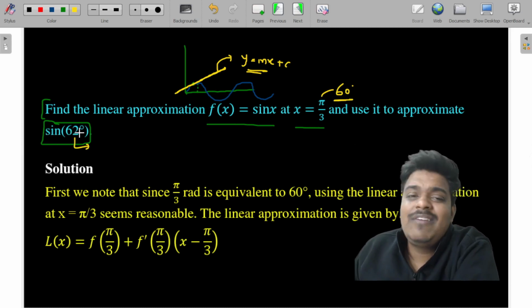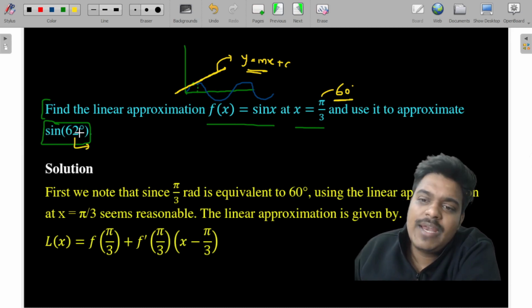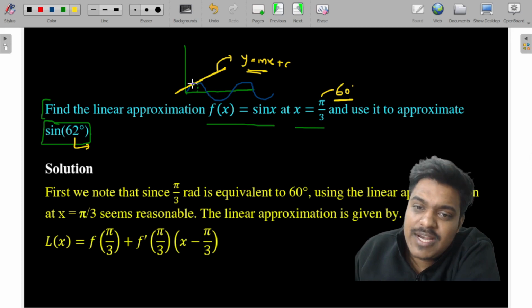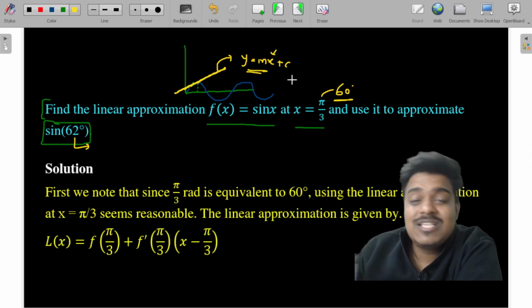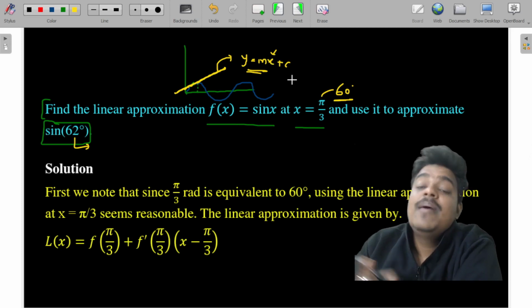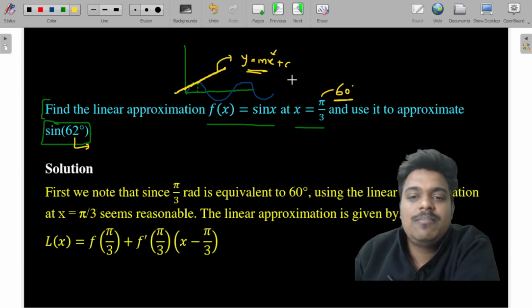Now you don't know the value for 62 degree. How will you find it? You calculate the value for 60 degree. You draw a line at 60 degree and you put the value of x as 62 degree in this. So now this is not the exact answer, but just a linear approximation to it.